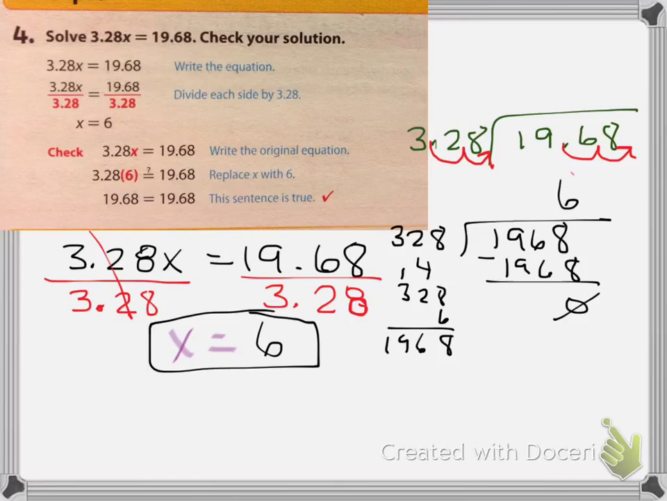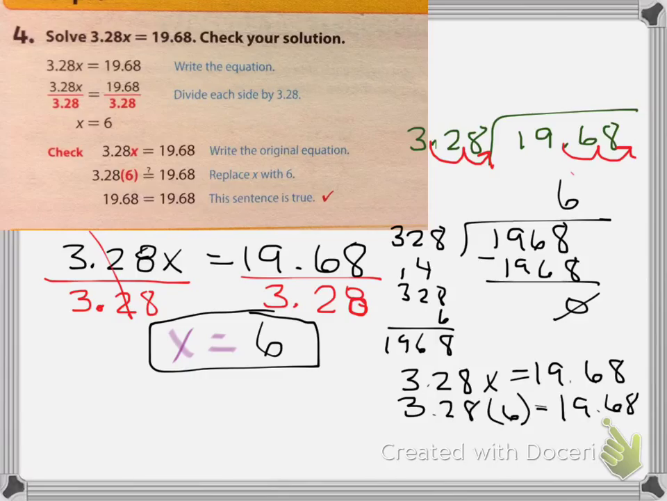Now, just to be thorough, we want to make sure that we plug that back into our original problem. So there's not a whole lot of room over here, but I'm going to go ahead and write it anyway. 3.28x equals 19.68. 3.28 times 6 equals 19.68. Then you would want to do that multiplication out to the side just to confirm. And you would find out that 19.68 is equal to 19.68 and that your answer is correct. Now go ahead and pause the video and try E, F, and G on your own, please.